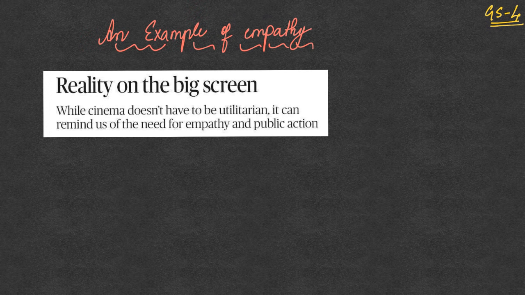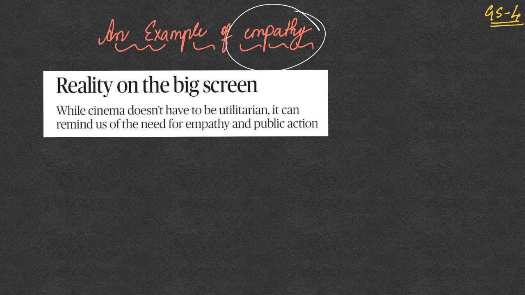Now we go to the next topic, which is an example of empathy. When I talk of empathy, altruism, sympathy, transparency, accountability, these are the various keywords that will come under your GS paper 4, that is ethics. And for each of these keywords you must have examples ready beforehand, because in exam-like conditions it is not possible for you to come up with realistic examples when asked.